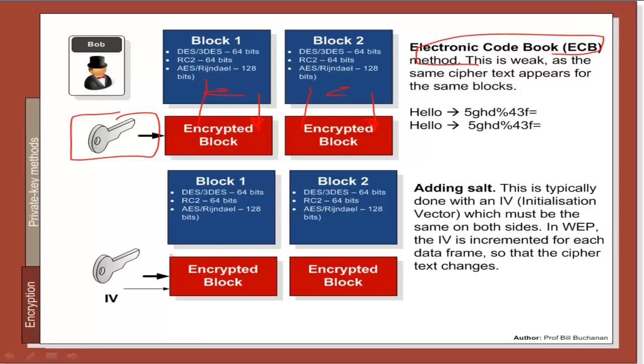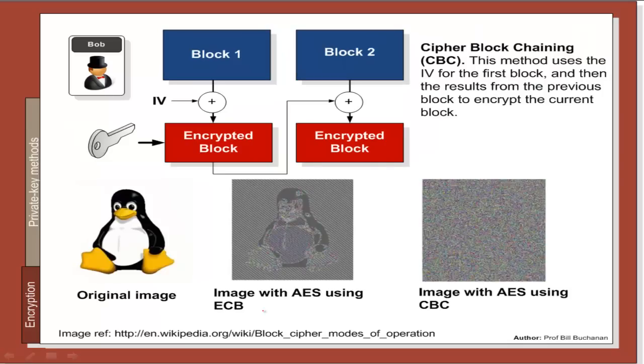An improved method is to add some salt, in this case with an initialization vector, so that the encrypted block was actually different. So this is the case of WEP. The problem with this is that the initialization vector is not applied to the other blocks. So we can see a weakness in this.